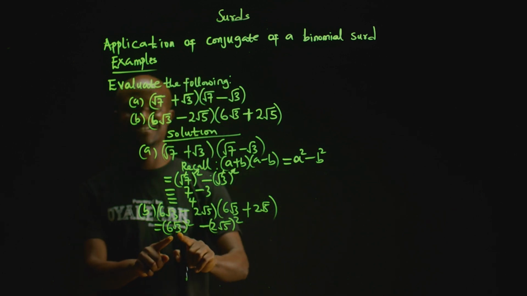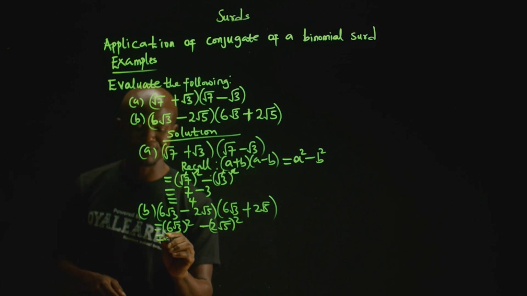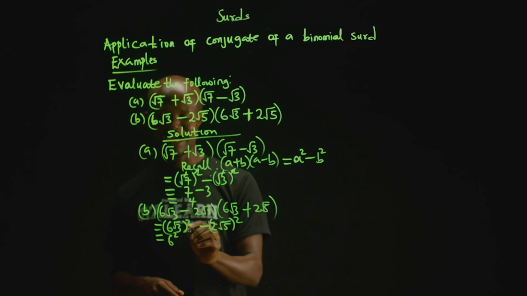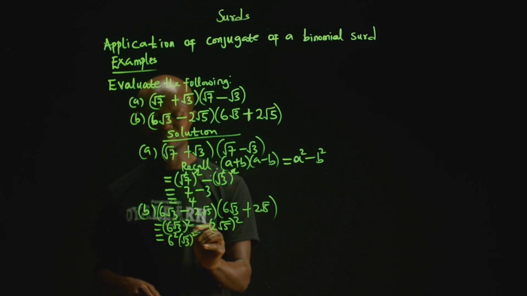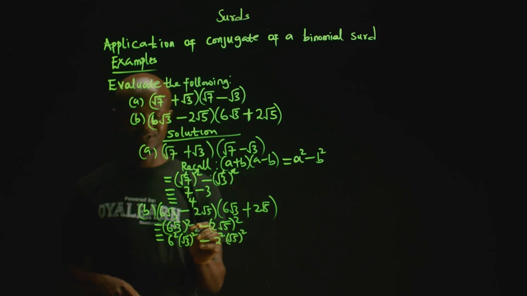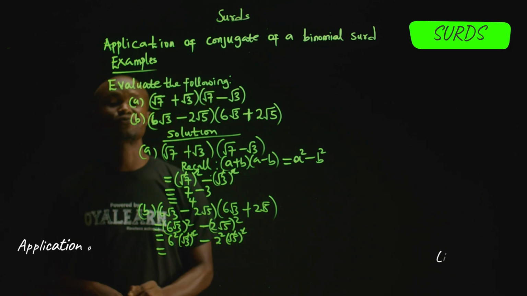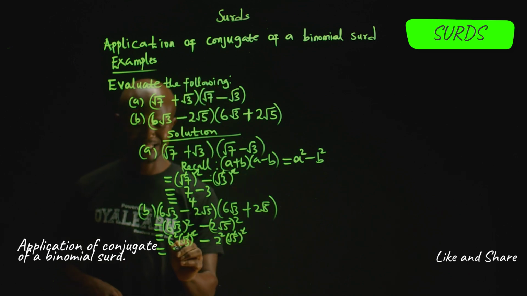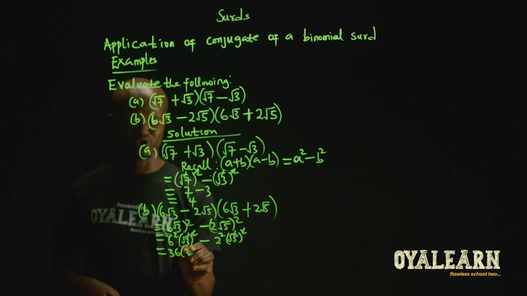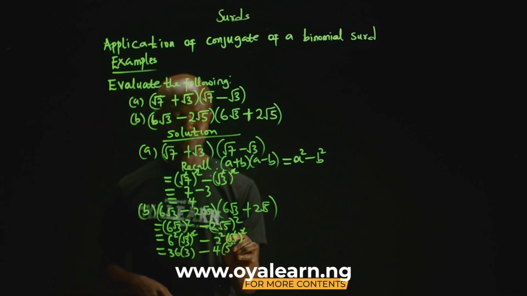But don't forget for this, the 2 will affect each expression inside the bracket. So we are going to have 6 squared, then root 3 squared, minus 2 squared, and we also have root 5 squared. Don't forget, these 2 will go with the square root, and the 2 here will go with the square root. Now we have 6 squared is what? 36. Then into 3 minus, what do we have here? 4 into 5.